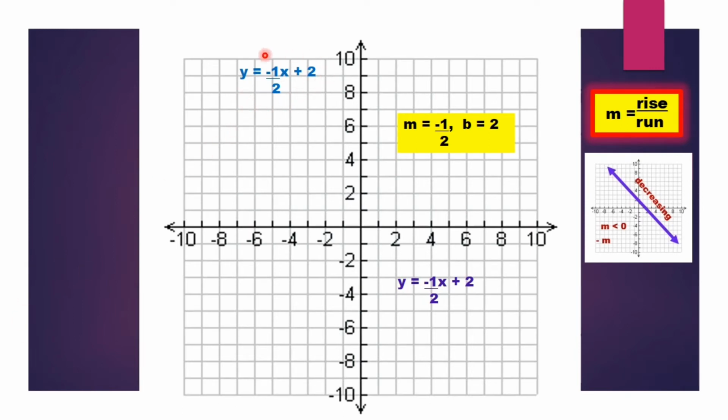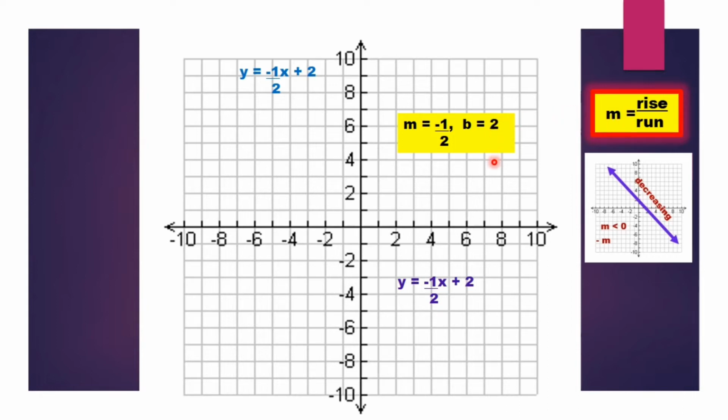As you can see, may pareho silang equation. Kaya same ang slope nila at same din ang y-intercept. So ito yung value nila. M or the slope is negative 1 half and the y-intercept is 2. So remember, pag ang slope mo ay negative, dapat ganito itsura ng iyong line. At remember din, ang formula ng slope is rise over run.